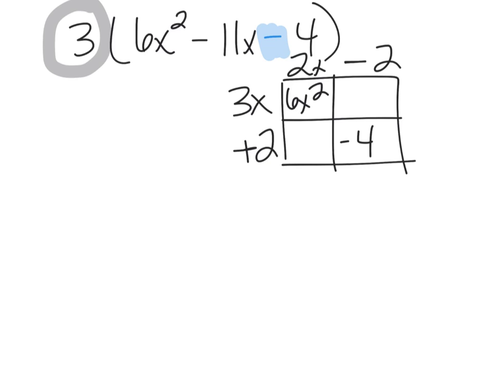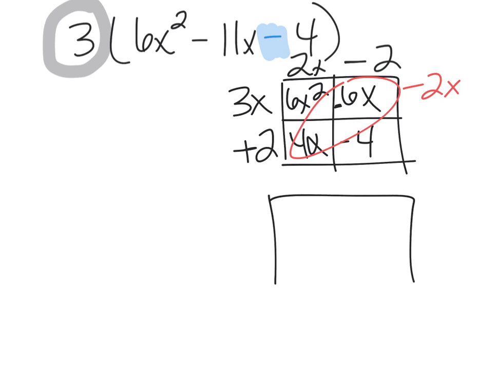Alright, so 3x times negative 2x is negative 6x. 2 times 2 is 4x. Oops, I forgot my negative sign there. So that's going to give me negative 2x, but I need negative 11x. So that's not going to work. So let me try 4 and 1 instead of 2 and 2.